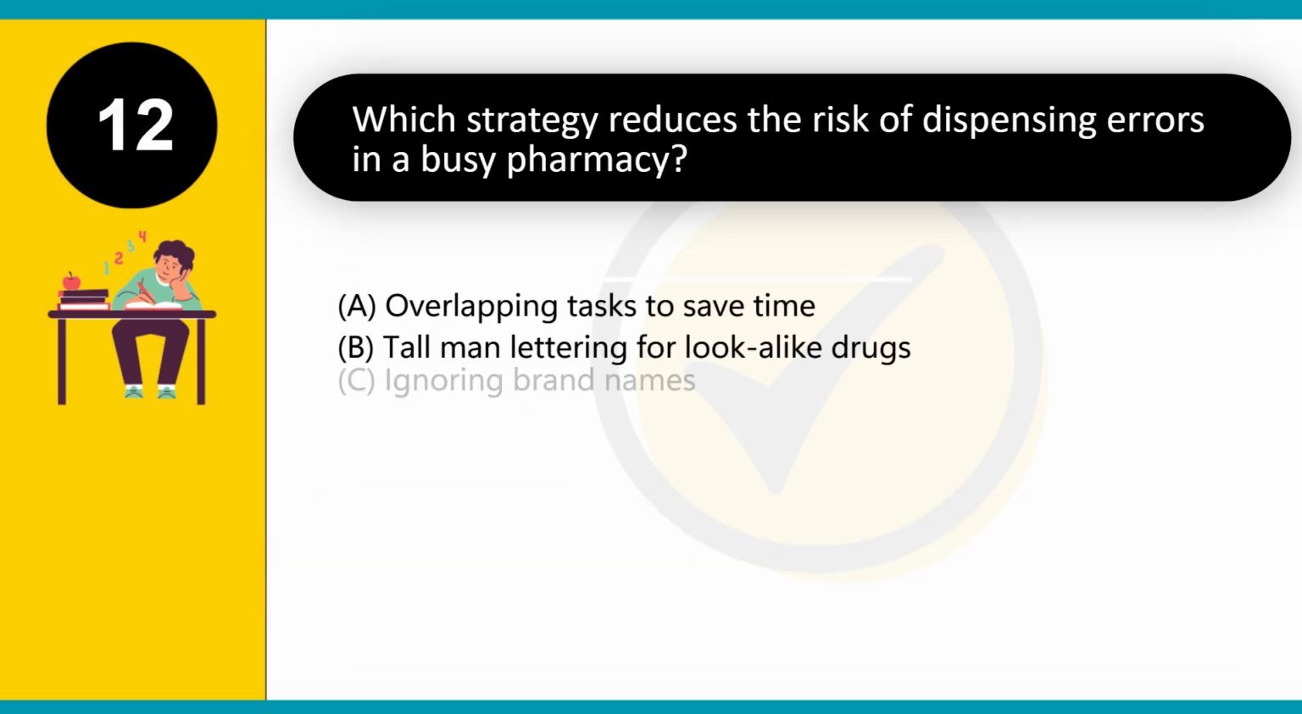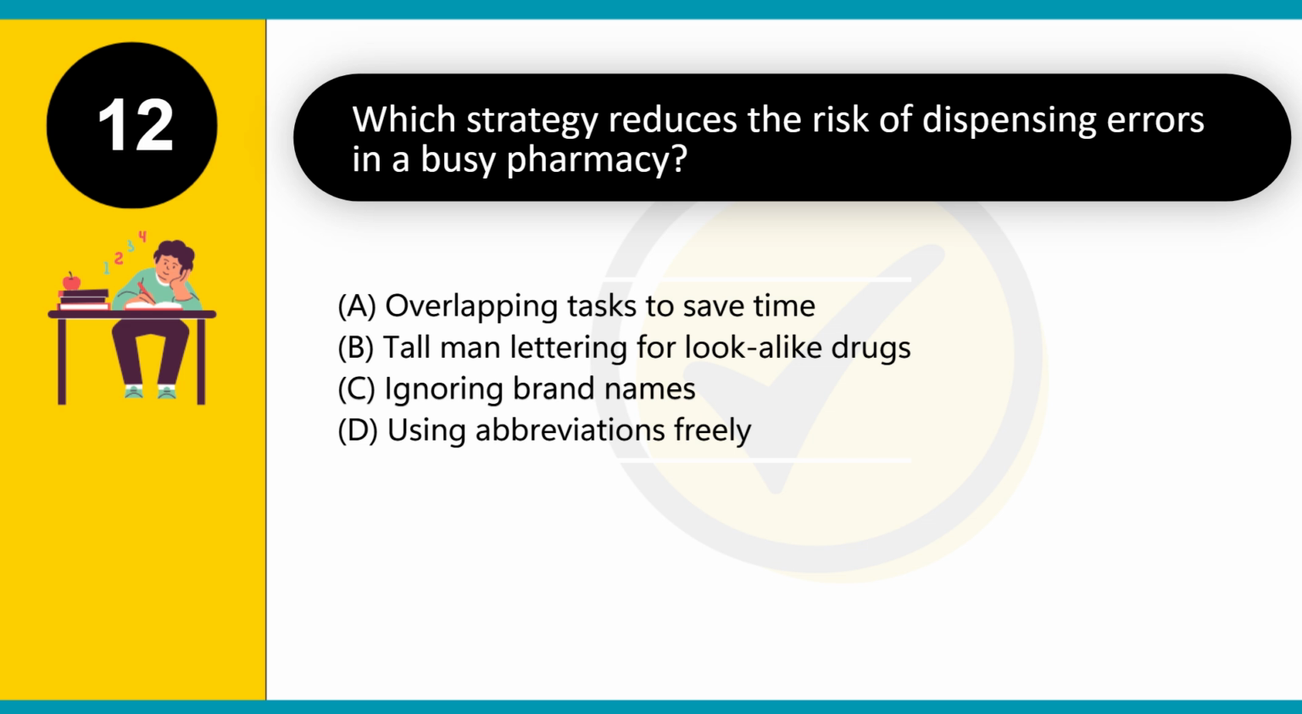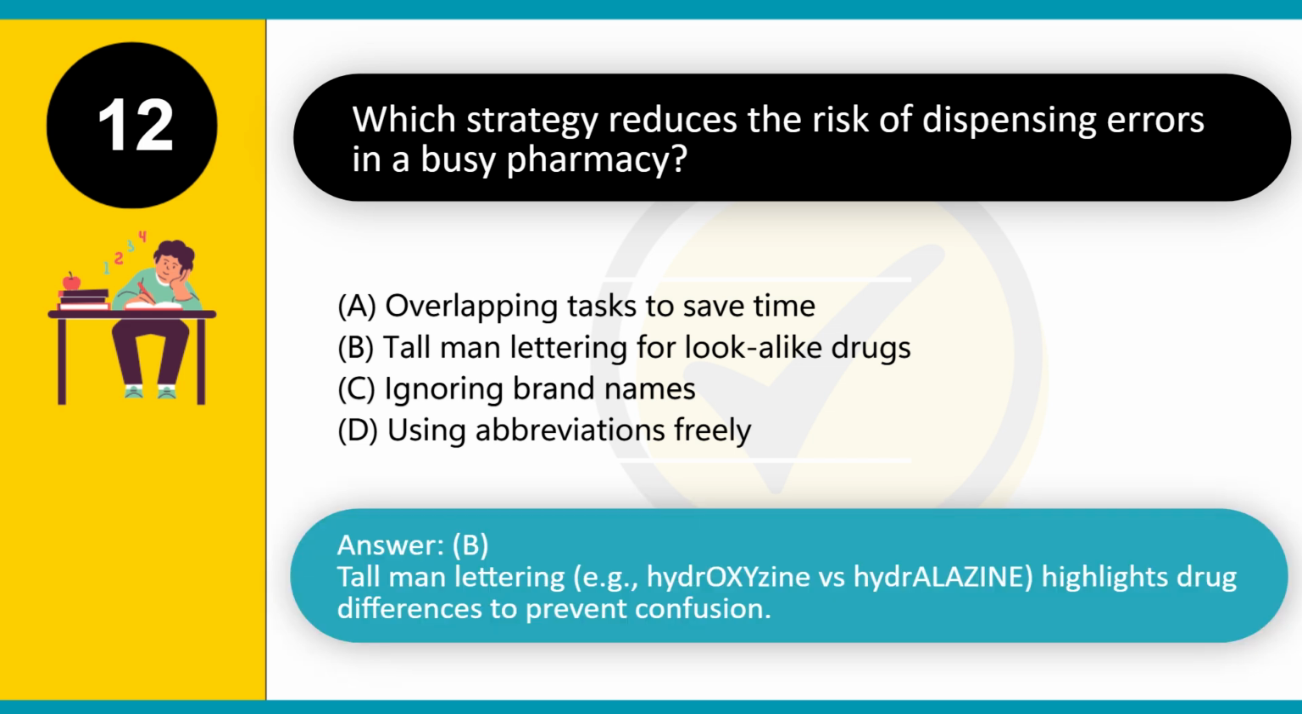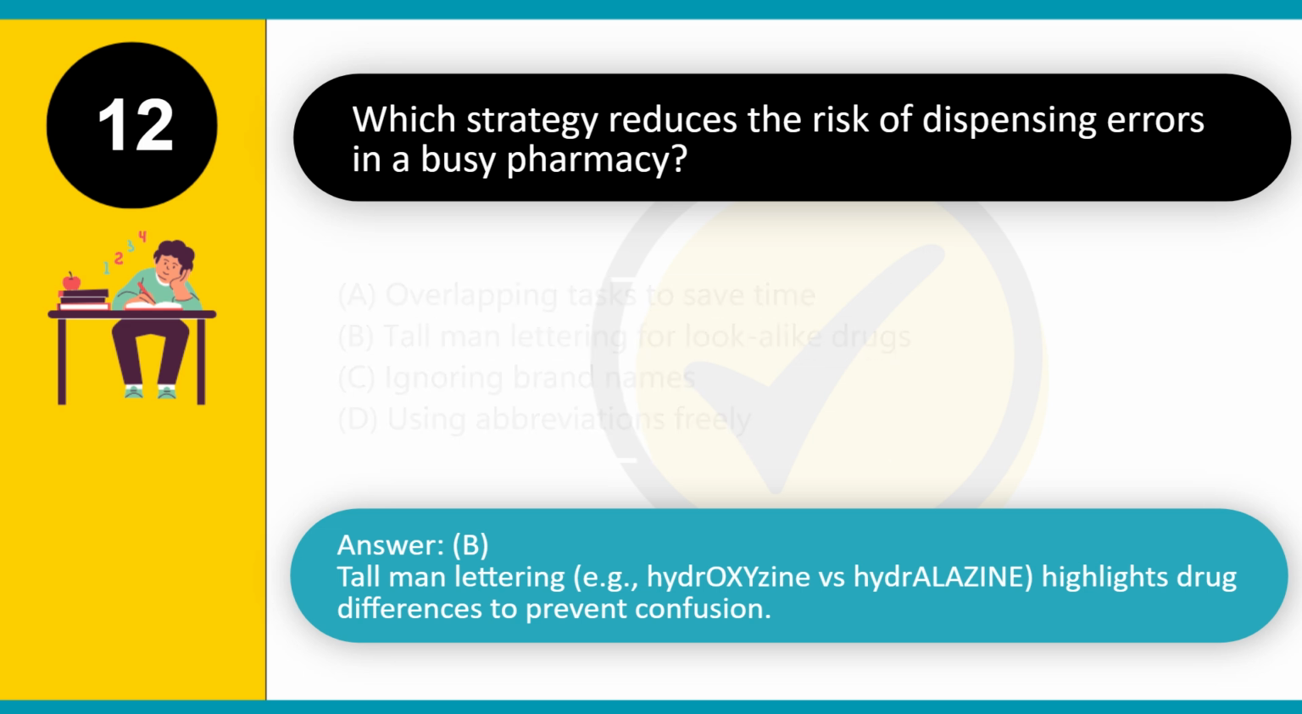Which strategy reduces the risk of dispensing errors in a busy pharmacy? A. Overlapping tasks to save time. B. Tall man lettering for look-alike drugs. C. Ignoring brand names. D. Using abbreviations freely. Answer, B. Tall man lettering, e.g., hydroxyzine versus hydralazine, highlights drug differences to prevent confusion.